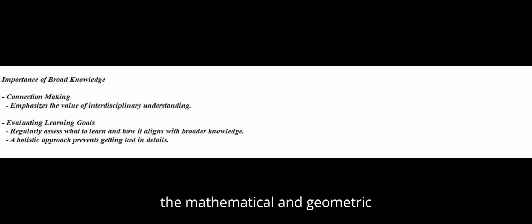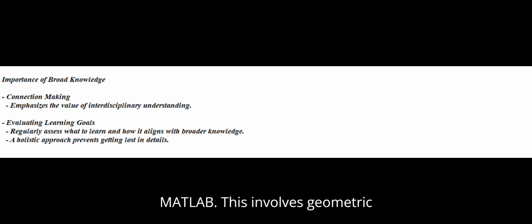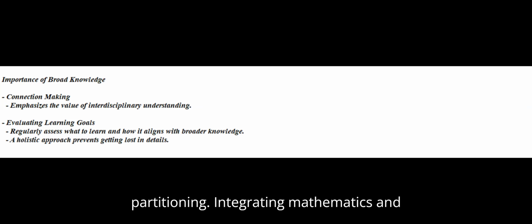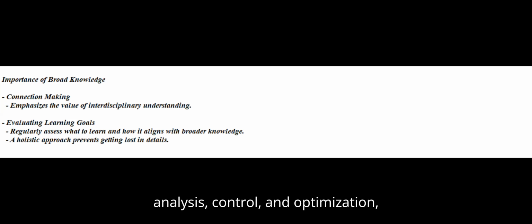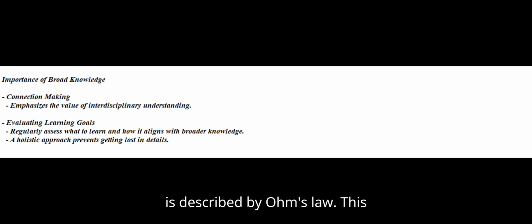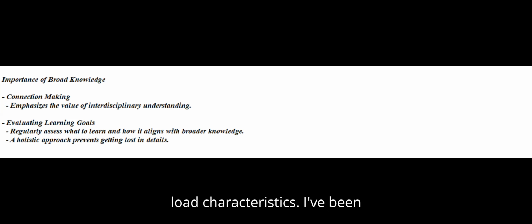Within the mathematical and geometric foundations of robotics, we have power management that employs mathematical modeling using tools like Fusion 360 or MATLAB. This involves geometric considerations, control systems, and partitioning. Integrating mathematics and geometry enhances efficiency, predictive analysis, control, and optimization, essential for working with renewable energy. Mathematical modeling helps us calculate power requirements and understand the relationship between voltage, current, and resistance, which is described by Ohm's law. This understanding guides how much power to direct to each mechanism based on its load characteristics.